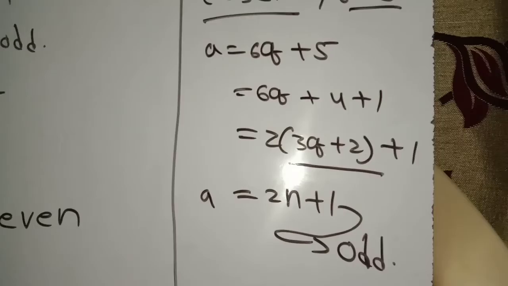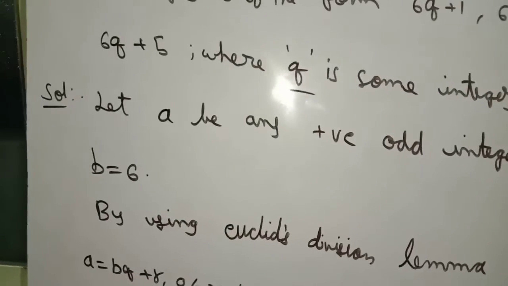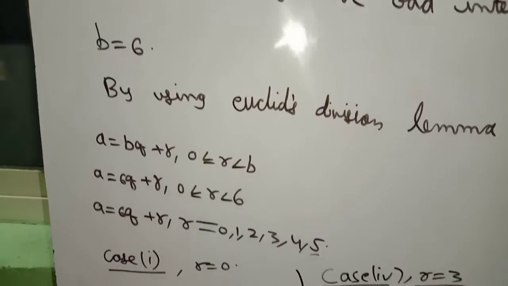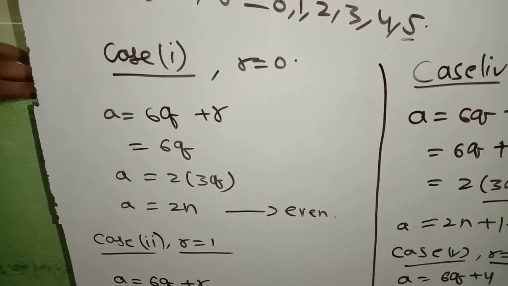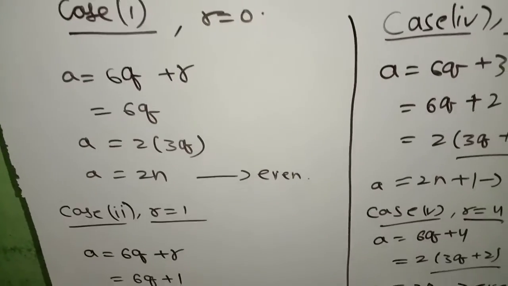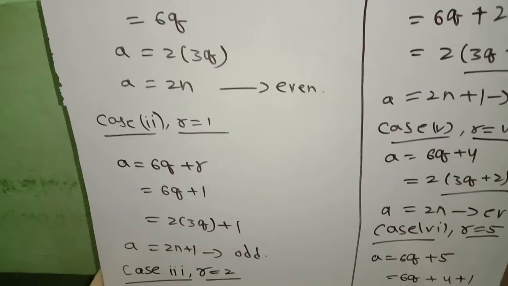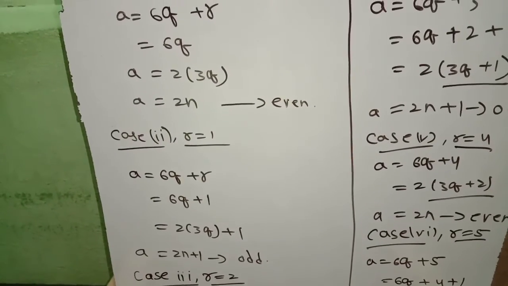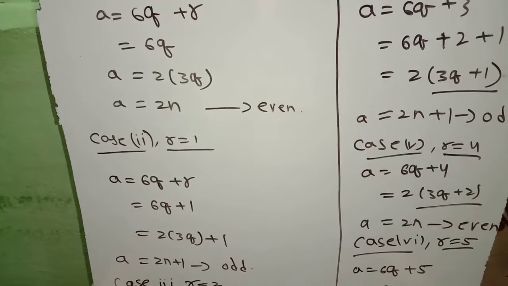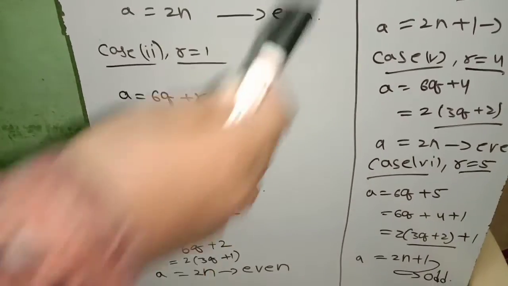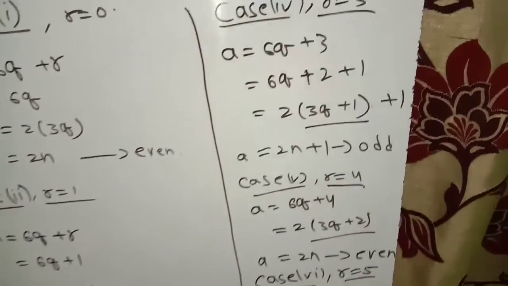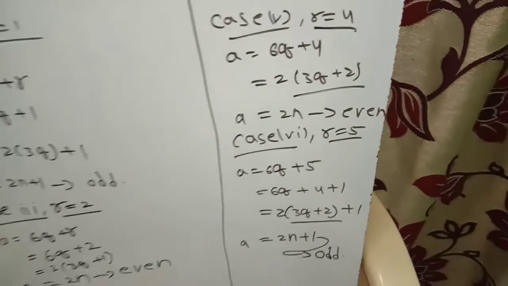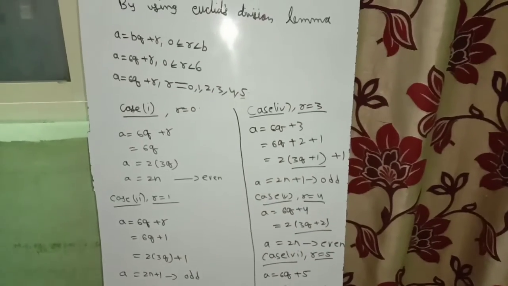So friends, here we can see in case 1, when the remainder is 0, the positive integer is even, it is not odd. When the remainder is 1, the positive integer is odd. When the remainder is 2, it is even again. And when the remainder is 3, it is again odd. When the remainder is 4, it is even, and when the remainder is 5, it is odd again. So like that we can prove that.